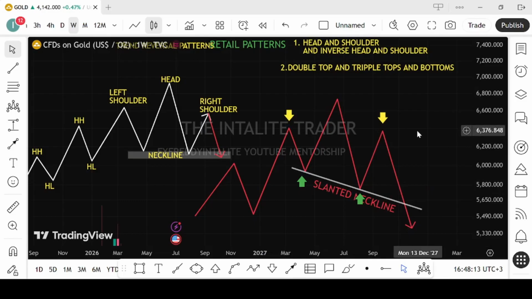Now these patterns, we want to see them form on the higher time frame. On the higher time frame, they tell you the big picture of what is likely to happen. If you see them on the monthly, on the weekly, on the daily time frame, they hold more weight. So that is a head and shoulder pattern. I've showed you the imperfect ones, how they form, and the high quality ones.